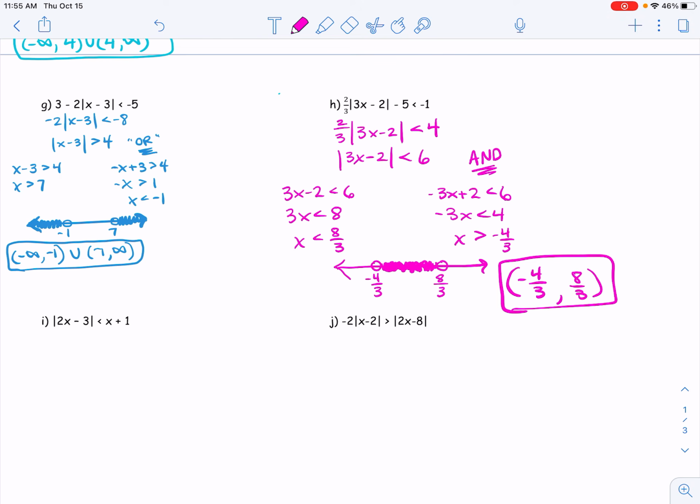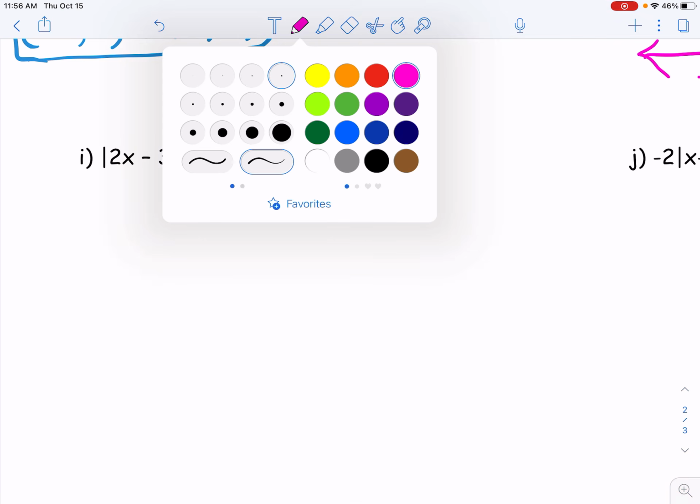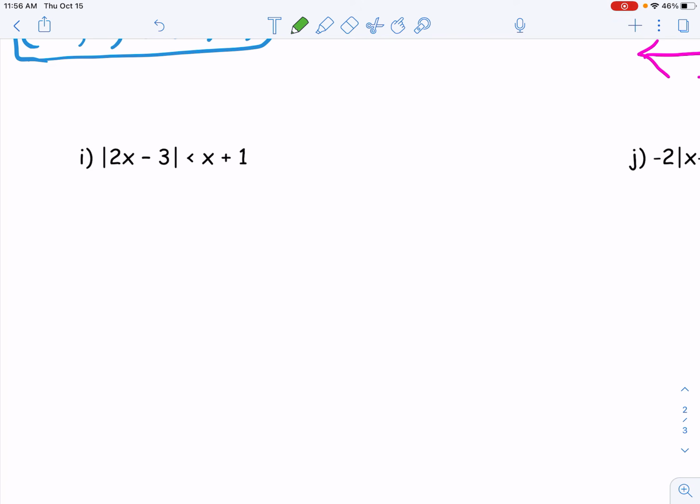Okay, kind of nice that we don't have to plug these numbers back in like we did for equations. We just have to graph it on a number line and make sure we're getting those intervals or interval correct. All right, going on to I. Our absolute value is already isolated, so we can jump in and create our two equations.